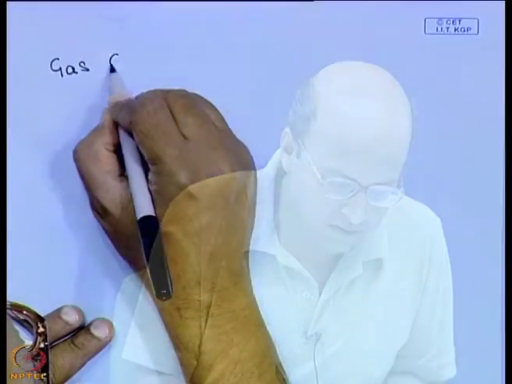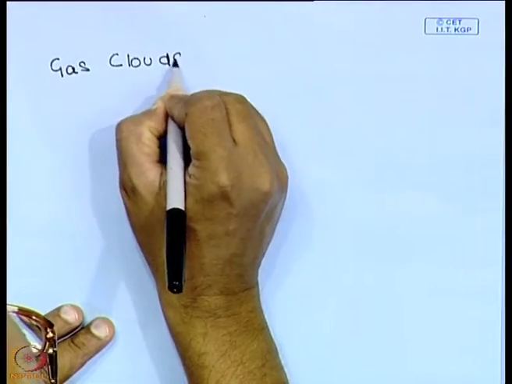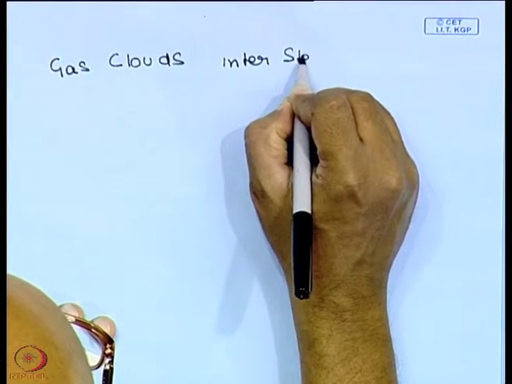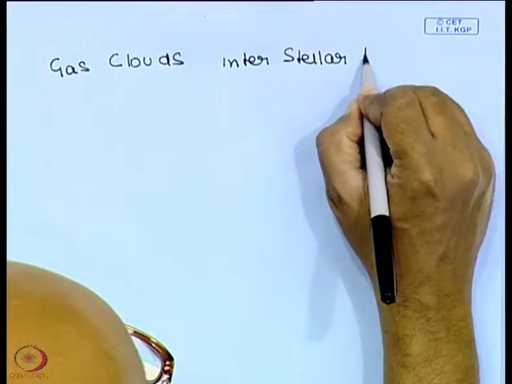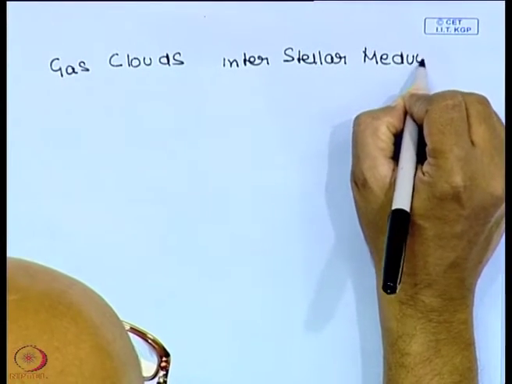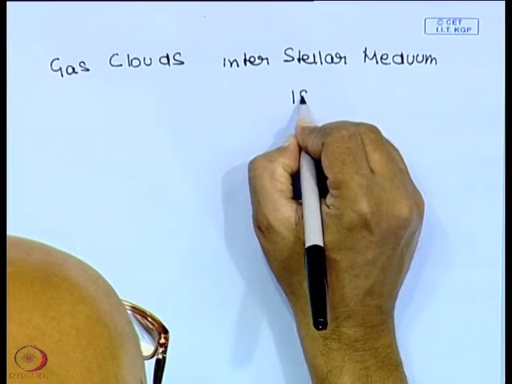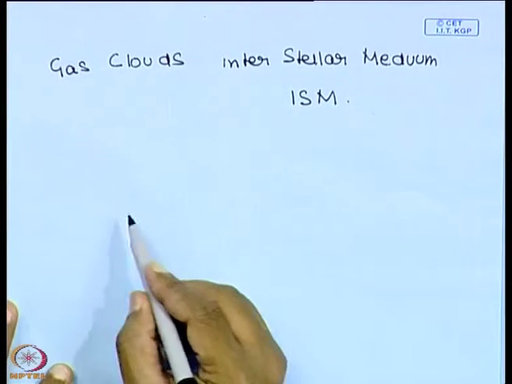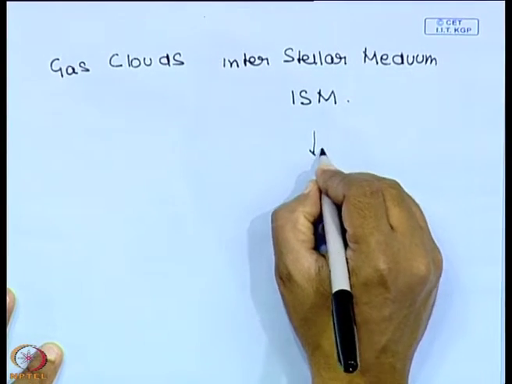Stars form by the collapse of gas clouds in the interstellar medium. Okay, that is how stars form. So, you have gas clouds in the interstellar medium, the IS, which is also referred to as the ISM, and these gas clouds collapse to form stars.